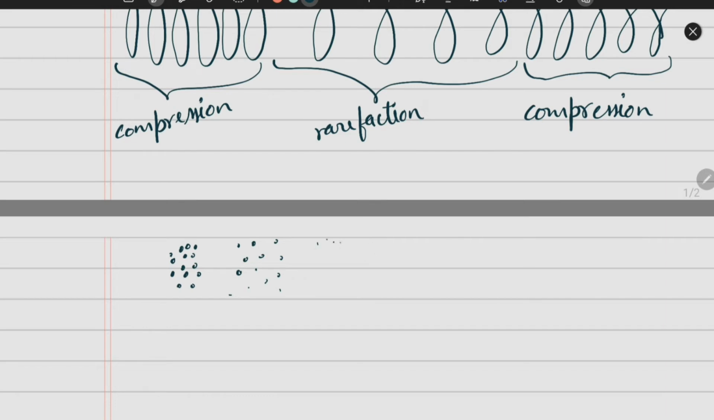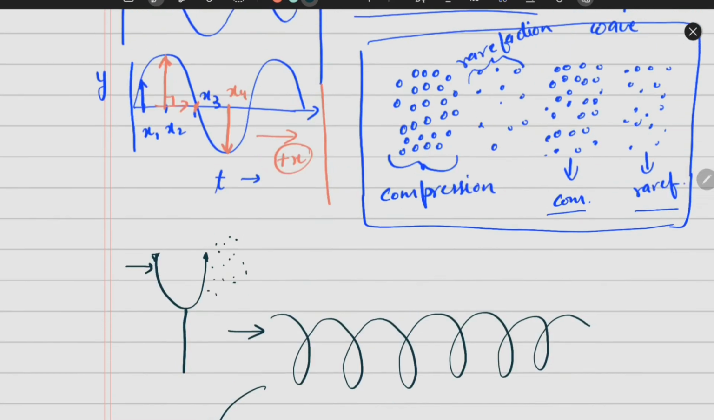Okay, again compression, it is so congested, no? Okay, and in rarefaction particles are quite far away, they are not colliding, they are just at their positions. Okay, so this is the compression and this is the rarefaction. So I hope it is clear.